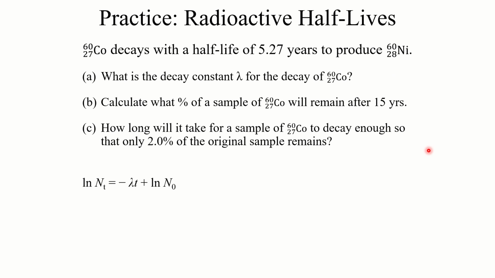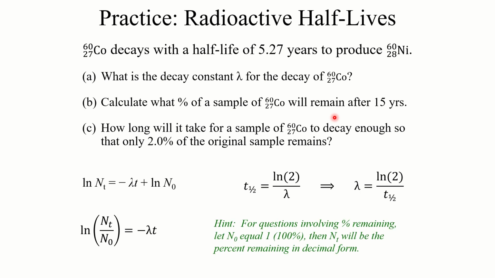So let's look at a practice problem. Cobalt-60 decays with a half-life of 5.27 years to produce nickel-60. What is the decay constant for the decay of cobalt-60? Second, calculate what percent of a sample of cobalt-60 will remain after 15 years. And then letter C, how long will it take a sample of cobalt-60 to decay enough so that only 2% of the original sample remains? I'm not going to walk through these problems because you should know how to do these based on what we covered in Unit 2. But here are all of the equations you are going to need.